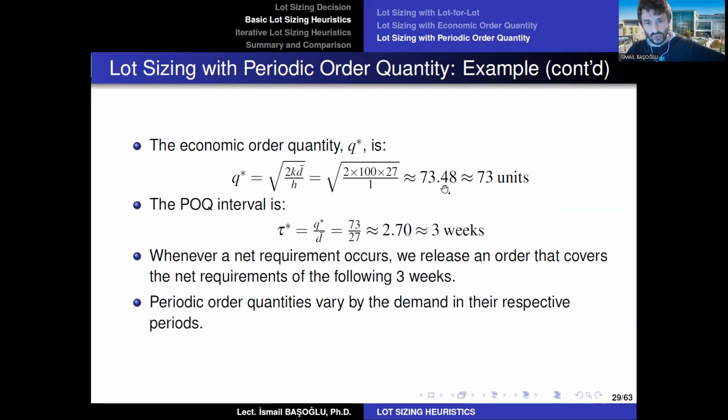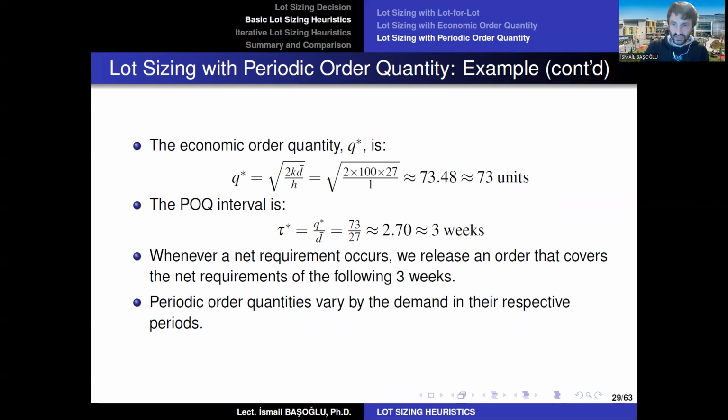I recommend you to use the unrounded one here, the original economic order quantity that you have calculated in the square root. But as I have told you, it would still produce almost the same value. Now, that means this periodic order quantity interval is estimated as an integer value of 3 weeks. So whenever we observe a net requirement, whenever we need to plan an order receipt, we are going to consider the following 3 weeks net requirements, okay?